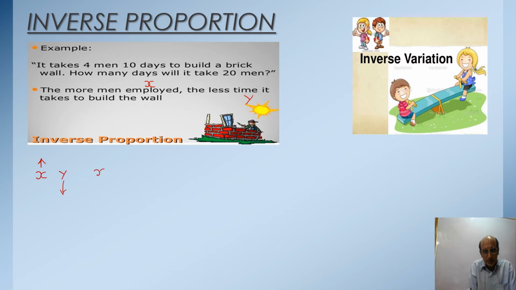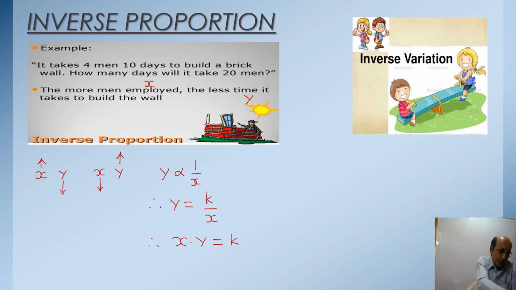And if X decreases, then Y increases. Here we say Y is inversely proportional to X. The constant of proportionality we take as K, so Y is equal to K upon X. Therefore, the product of X and Y is constant. Thus, in inverse proportion, the product of two values or two quantities is constant.